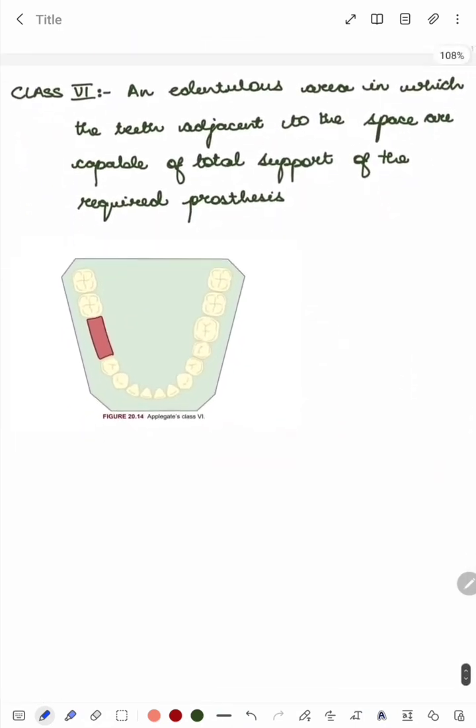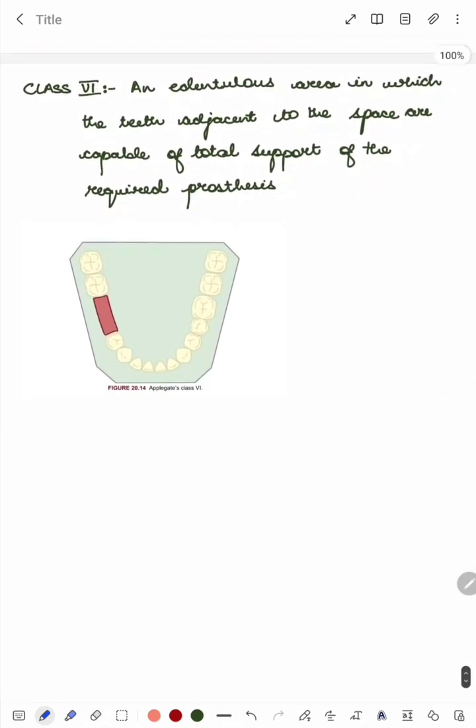And class 6 is basically an edentulous area in which the teeth adjacent to the space, like these, that is the premolar and the molar present adjacent to the edentulous space, are capable of providing total support required for the prosthesis.